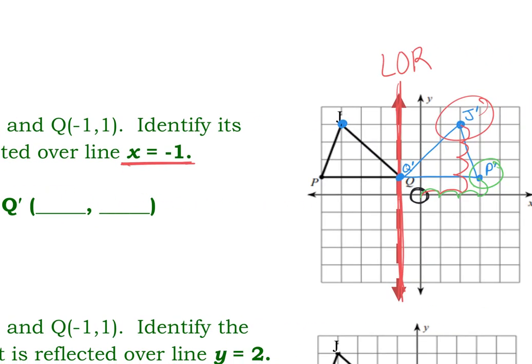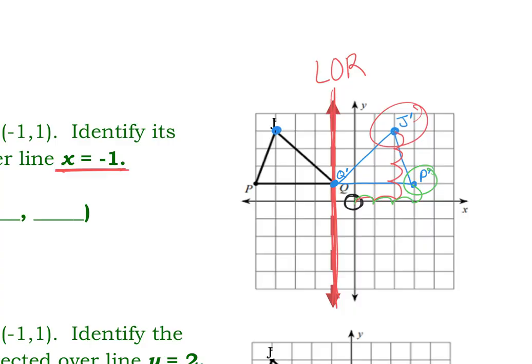And hopefully this doesn't feel crazy new to us because we've learned this stuff before. And then what about Q, or Q prime, I should say. What do we say for Q prime's coordinates?